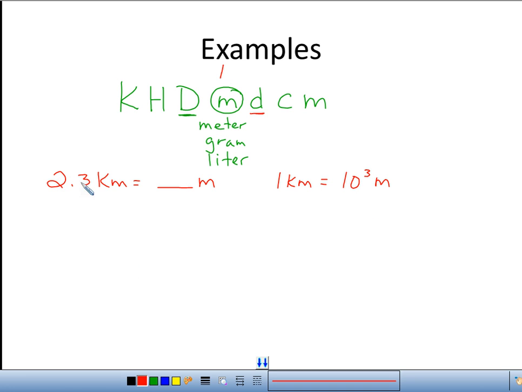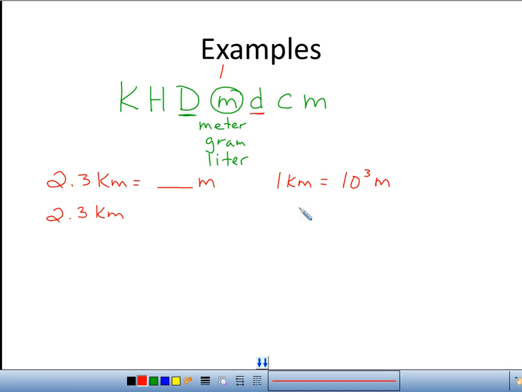So 2.3 kilometers is 2.3 times 10 to the 3 to get meters. So here's how we're going to do it. This is called dimensional analysis. We're going to set up our problem like this.